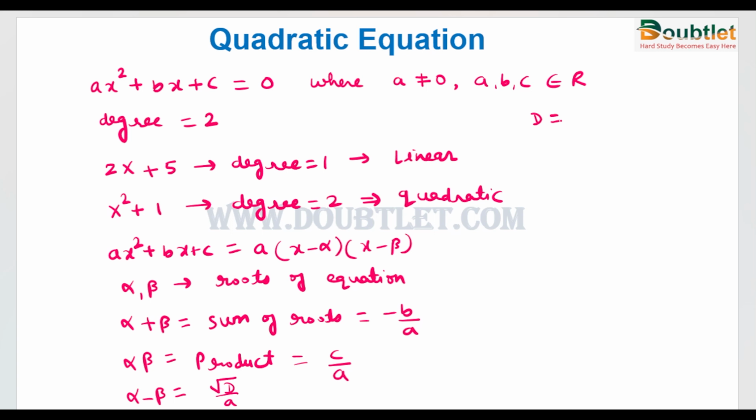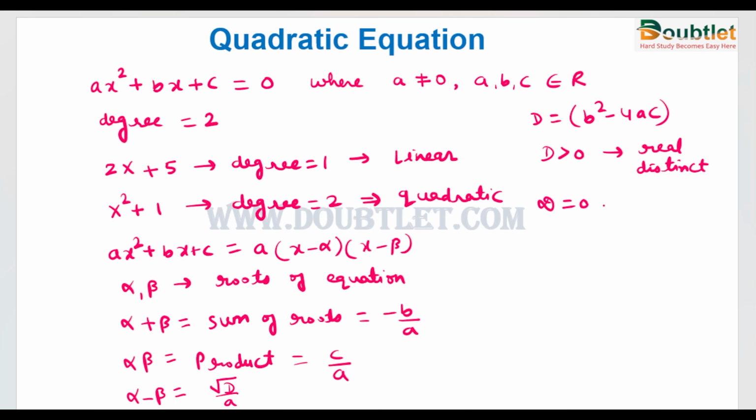If we talk about the discriminant, we find the value of b square minus 4ac in the quadratic equation. If d is greater than 0, then both roots are real and distinct, meaning both roots are not equal.